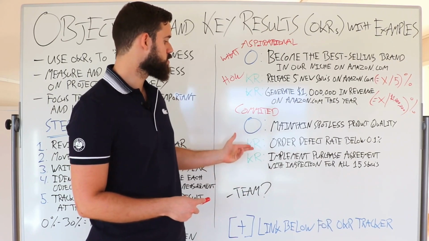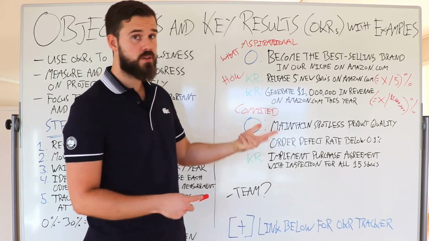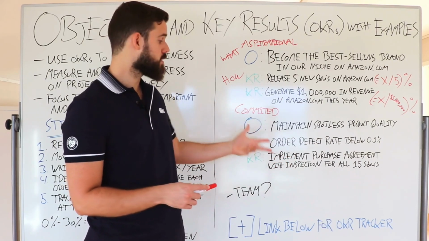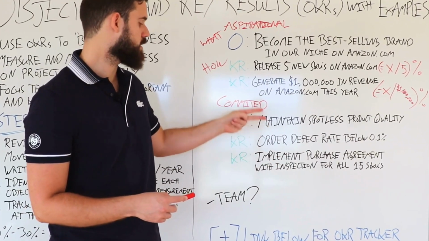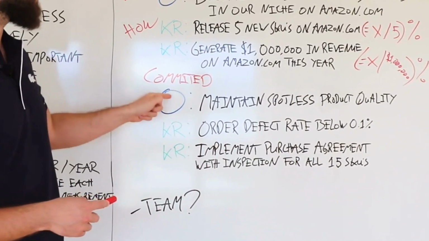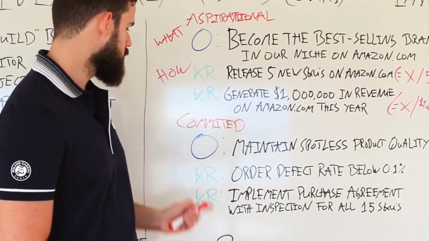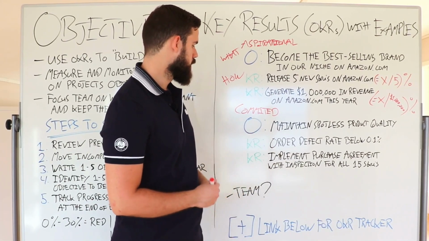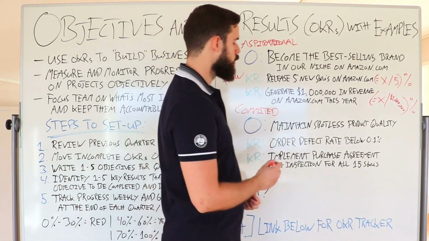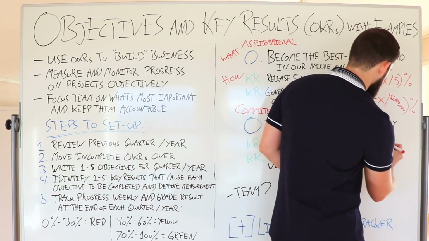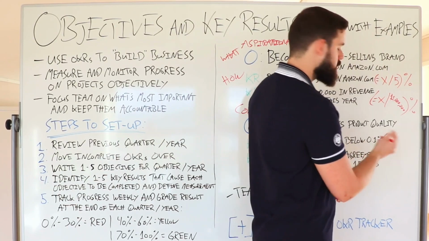And so when you've got these two, you might believe, again, this is an example. I'm not saying this is complete, but you might, as an example, believe that if you accomplish this, then this will definitely be true. So how do we measure these KRs, these key results? Well, for the first one, order defect rate below 0.1%, we would do, and let me explain this to you.